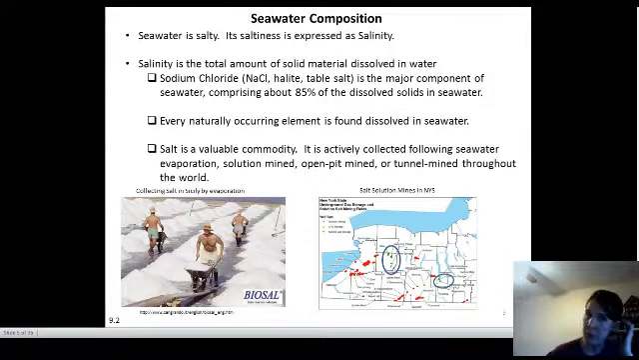Salt is an extremely valuable commodity. It is actively collected following seawater evaporation. It is solution mined, open pit mined, or tunnel mined throughout the world. There are actually salt solution mines in New York State. I didn't know about the ones up here in northwestern New York. I actually knew about the ones over by the Finger Lakes. These are underground salt mines that were actively being used. There was debate about one of them being used to store expelled or used up radioactive material from nuclear power plants.